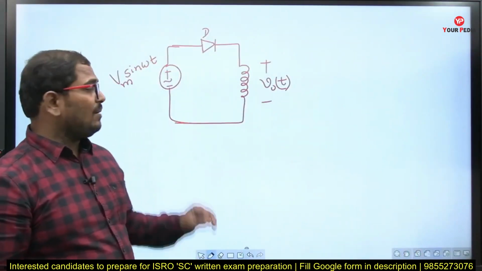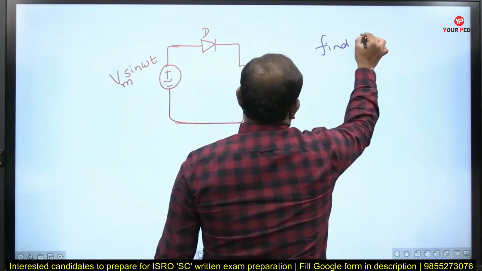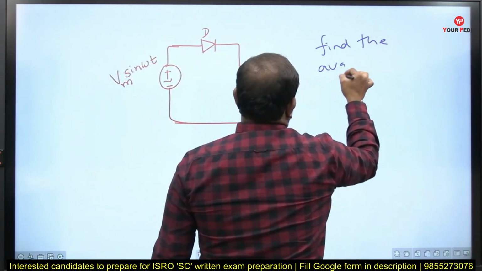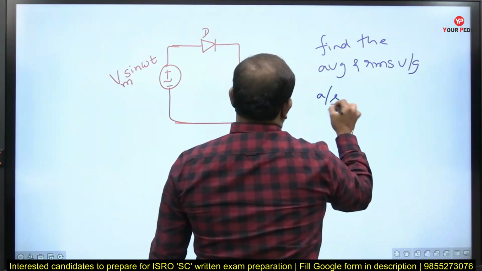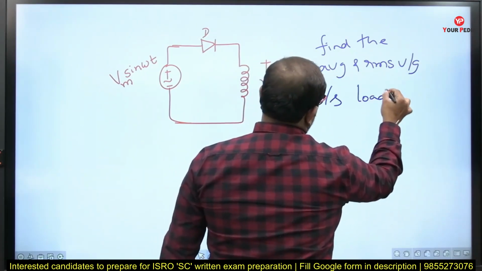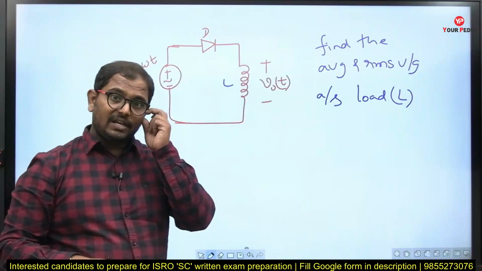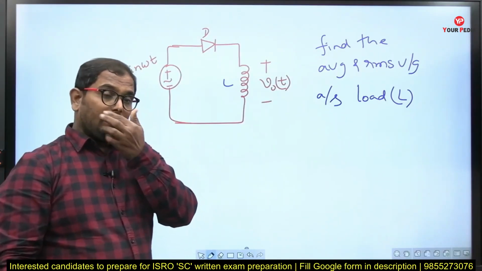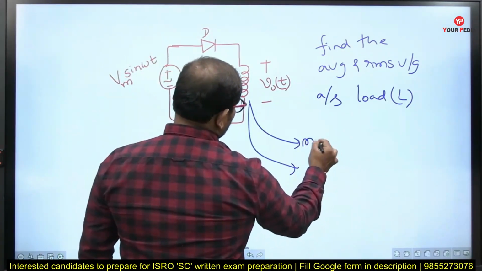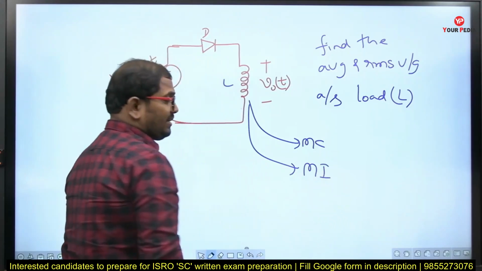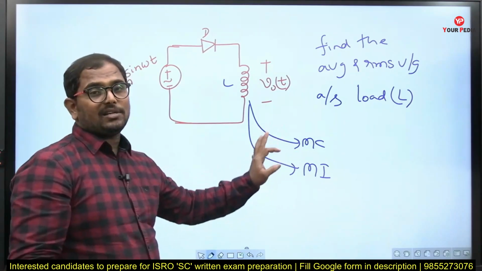The next question is the same question, but I am introducing a new one. Find the average and RMS voltage, again average and RMS voltage, across the load L. So here, across this inductor, you need to calculate the average and RMS voltages. To get this, you need to connect an MC instrument one time and an MI instrument another time. Then you will get the value by using the measuring condition. So this is how you will measure the voltage.